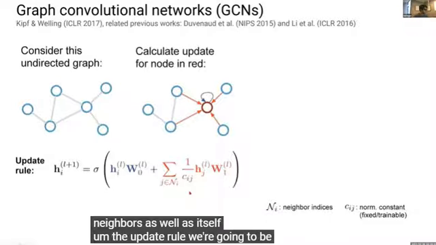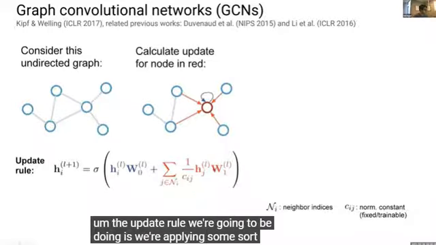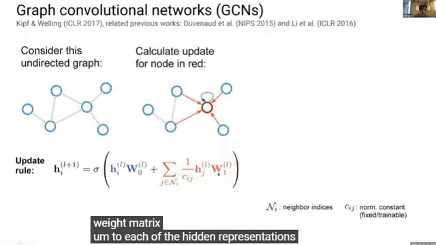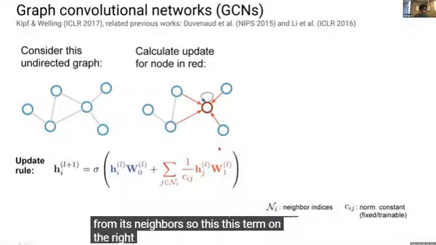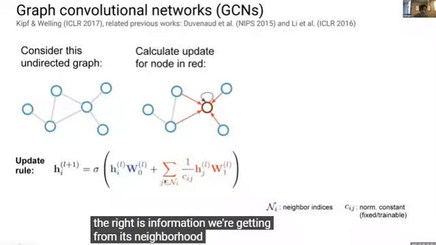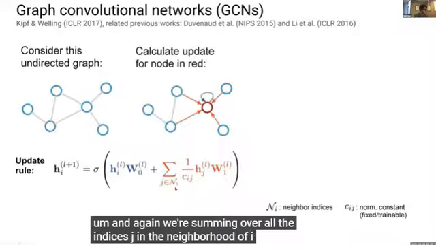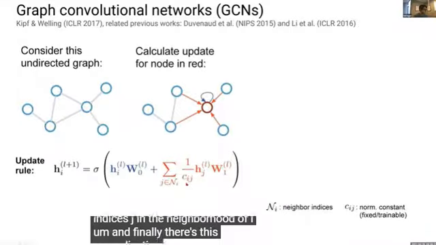The update rule we're going to be doing is applying some sort of weight matrix to each of the hidden representations from its neighbors. So this term on the right is information we're getting from its neighborhood. And again, we're summing over all of the indices j in the neighborhood of i. And finally, there's this normalization constant.